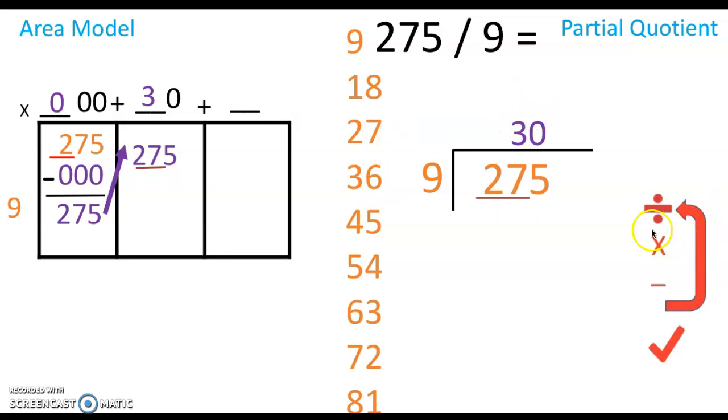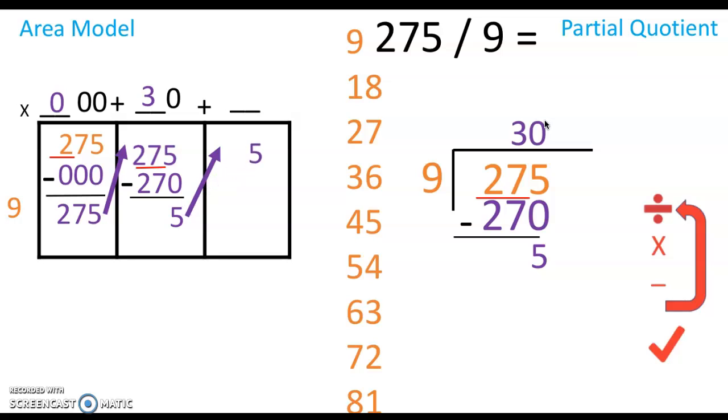Let's move on to our next multiplication. 9 times 3 is 27, plus a 0 gives us 270. When we subtract, that would leave us over with 5. So if you do area model, bring your 5 into your next box. What step are we on? Repeat, back to division. So now we have 5 babies and 9 people.